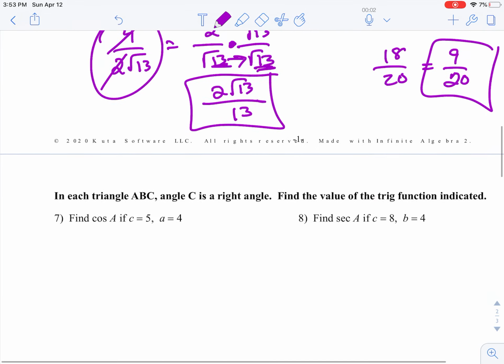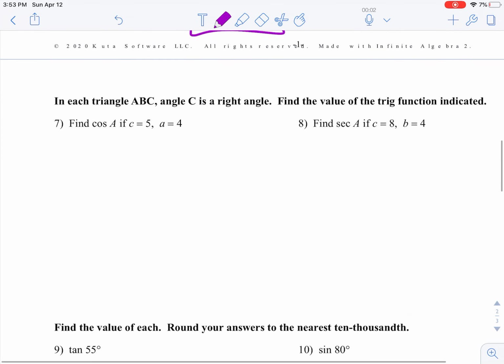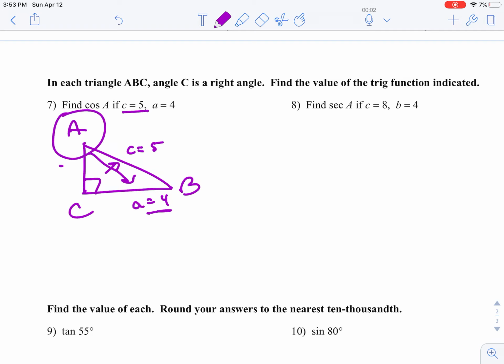Okay, all right, this is just like the above, except there's no pictures. So it says each triangle ABC, but it says C is the right angle, because that matters. So little c is across from big C, so little c equals 5, little a equals 4, okay? If you draw it a different way, it's not gonna matter. This would be here and this would be there, but cosine of A is adjacent over hypotenuse, okay?